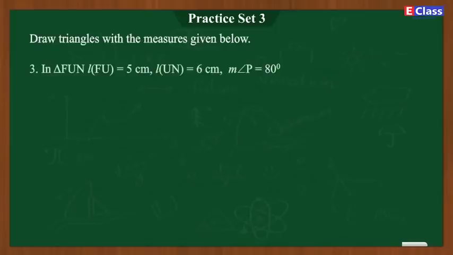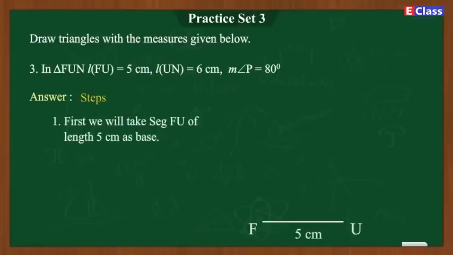3. In triangle FUN, length of FU is equal to 5 centimeters. Length of UN is equal to 6 centimeters. Measure of angle P is equal to 80 degrees. Answer. Steps. 1. First we will take segment FU of length 5 centimeters as base.